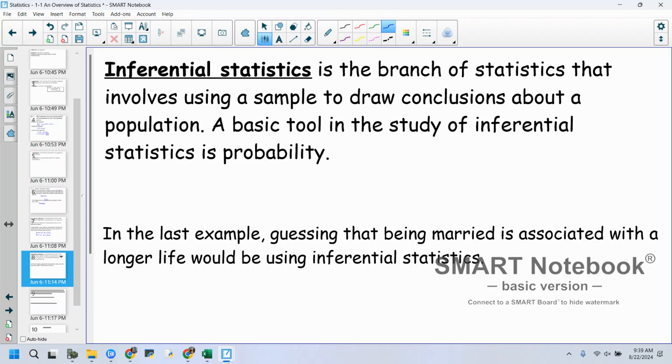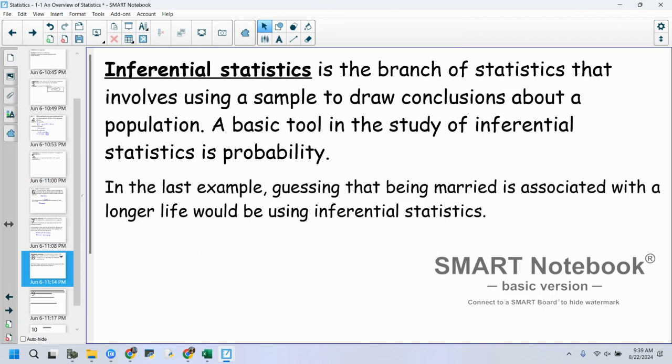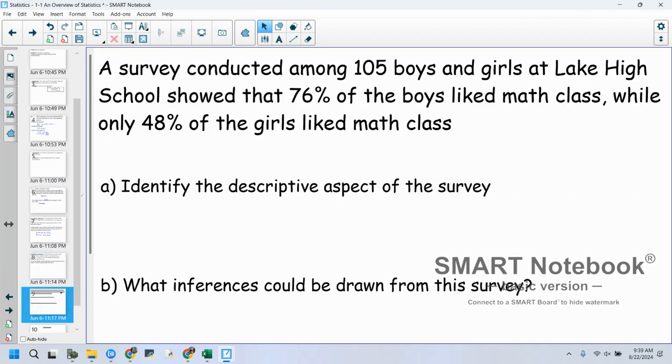We'll talk at great lengths about this. Again, this is probably like chapter 4 or 5 onward, okay? We'll learn about hypothesis testing, how to decide whether an argument is accurate or not, or valid or not. In the last example, guessing that being married is associated with a longer life would be using inferential statistics. Taking that next step and making that decision of, okay, I'm now going to draw an opinion based on these statistics, based on that data. That's when it turns from descriptive statistics into inferential statistics. Okay, when you put your own spin on things, it changes the game a little bit.